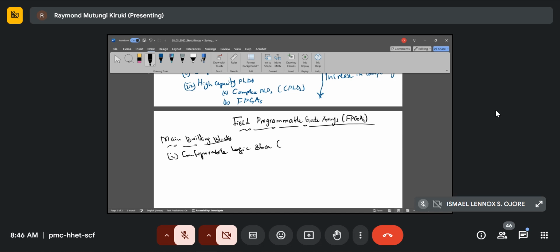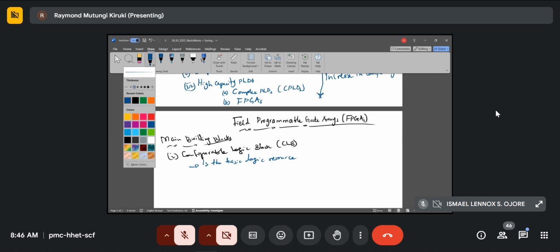That is a CLB. And as a summary, we note that this is the basic logic resource on an FPGA.